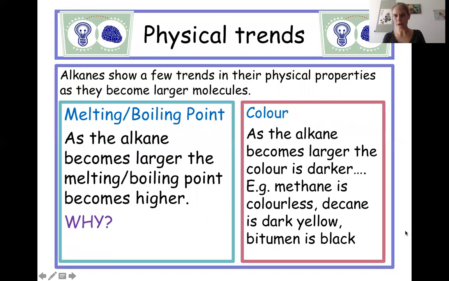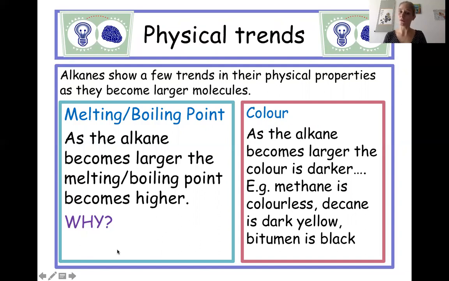Okay, a few other little points about the alkanes. Another thing about homologous series is they have physical trends, so that they show a pattern. If you change the size of the family, you get a pattern in the trends. There are 2 main ones you need to know about. The first one is the melting and boiling point trend, which is as the alkane becomes larger, the melting and boiling point becomes higher. And we will answer this why in a second.